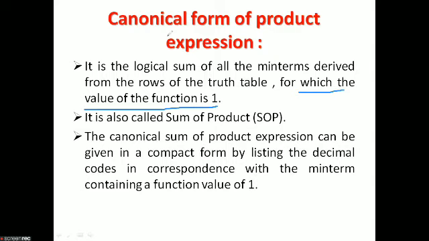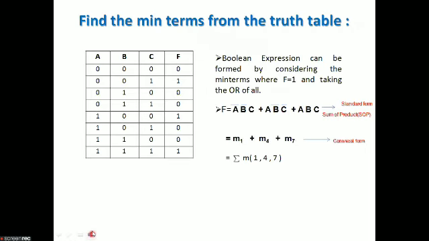Now we will be writing one truth table, and we will be writing the corresponding values of the function, and we will be finding the min terms as well as the max terms. Let us see one example. That is how to find the canonical form of the product expression. Now we will be finding the min terms from the truth table.